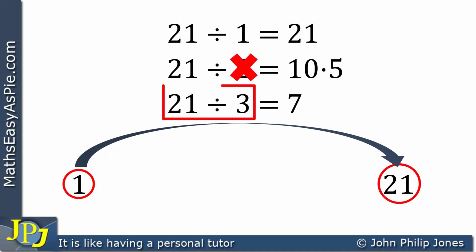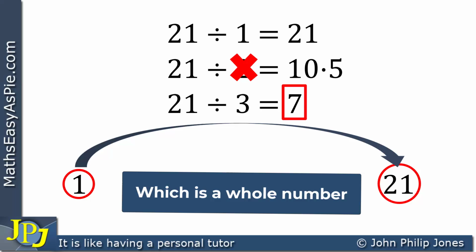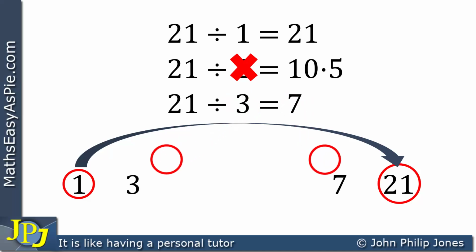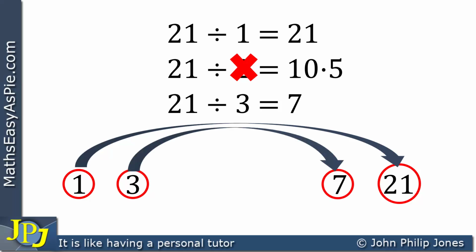And you can see 21 divided by 3 is 7. Consequently, I know that these form a factor pair of 21. So I will now write the 3 and the 7 between the 1 and the 21, as you can see here. And I'll draw an arrow between them to emphasize that they are a factor pair.